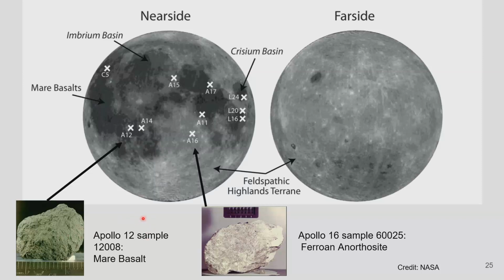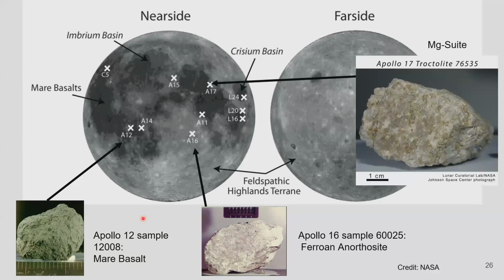So you'll notice, again, like I said earlier, all of the return missions sampled the near side of the moon, but nothing really on the far side. And initially, when the samples were brought back, people made the LMO model for how you form the moon and evolve it over time. And it wasn't until about maybe 20 or so years later when, oh, I forgot to mention, these are where your MG suite samples were sampled. So this troctolite was sampled from Apollo 17.